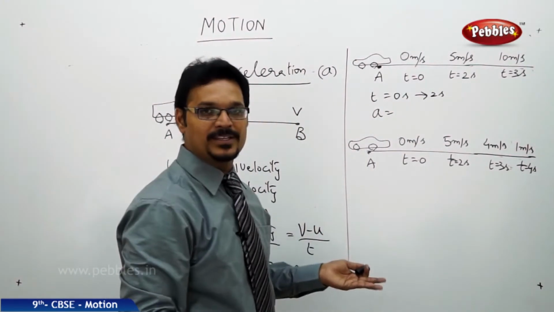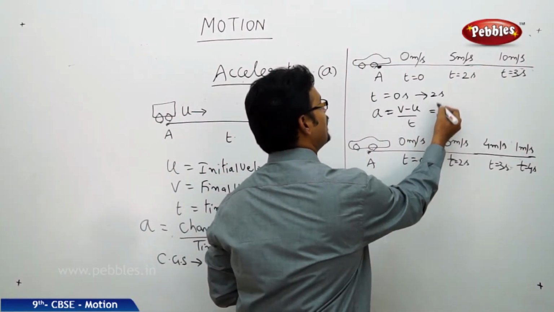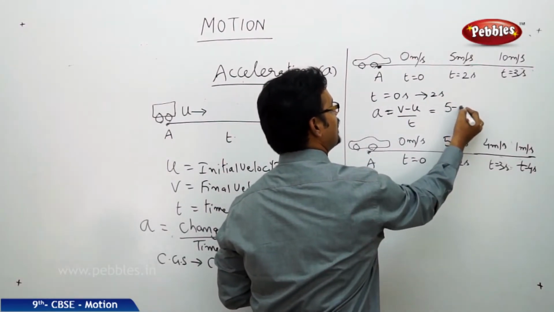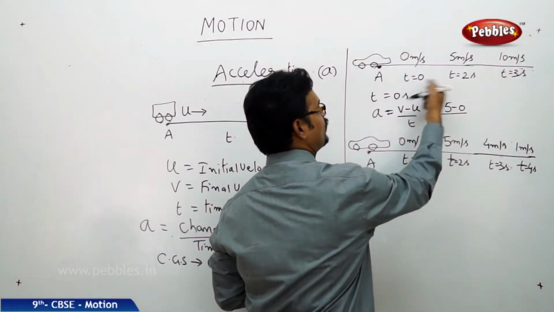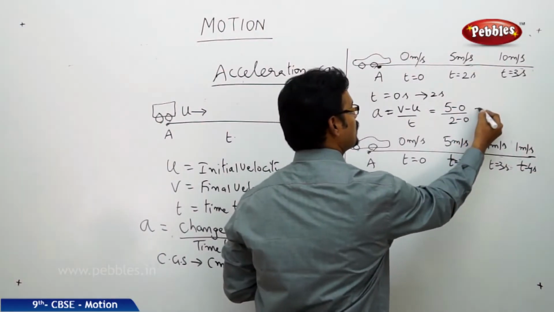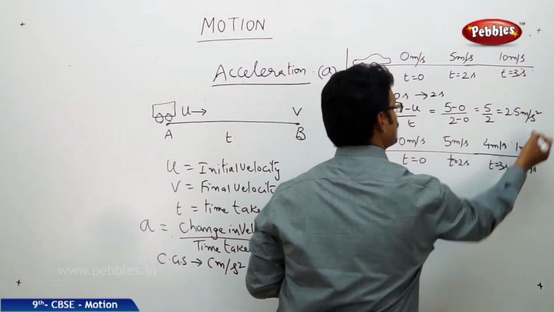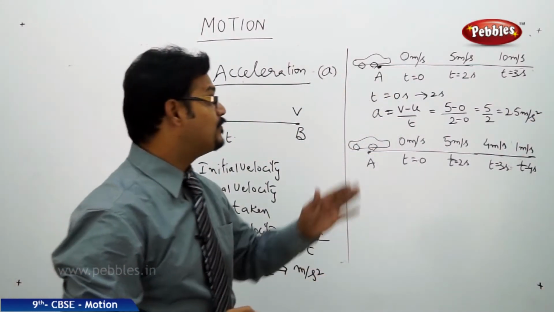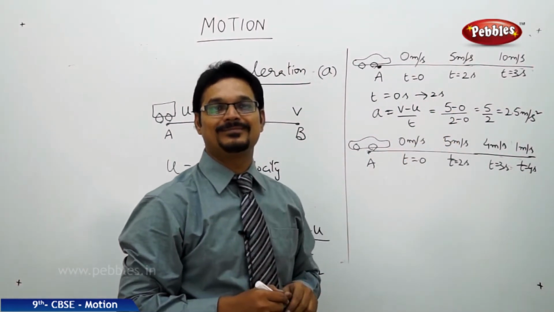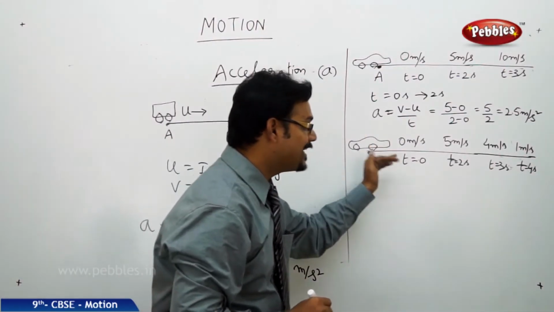So acceleration is V minus U by T. V is the final velocity, 5, and the initial velocity is 0. The time interval is 2 seconds, so I can say 2 minus 0. So you will get 5 by 2, which is 2.5 meters per second square. So the acceleration of the car from 0 to 2 seconds is 2.5 meters per second square. That's the acceleration. Now coming to the second diagram.